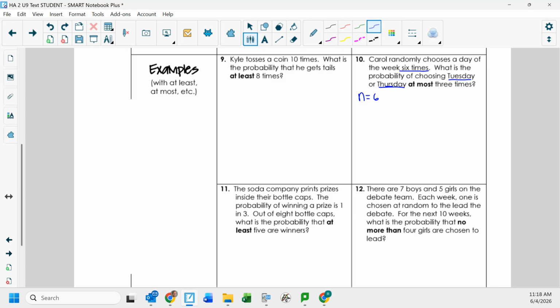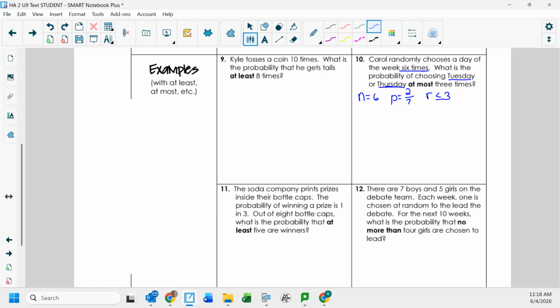So that's 2 days out of the 7 days of a week. So that means our probability of success would be 2/7. And now we want at most 3 times. So that means we could have 3. We can't have more than 3, but we could have less than 3 also. So we could have 0, 1, 2, or 3. So I'm going to write this as r is less than or equal to 3.